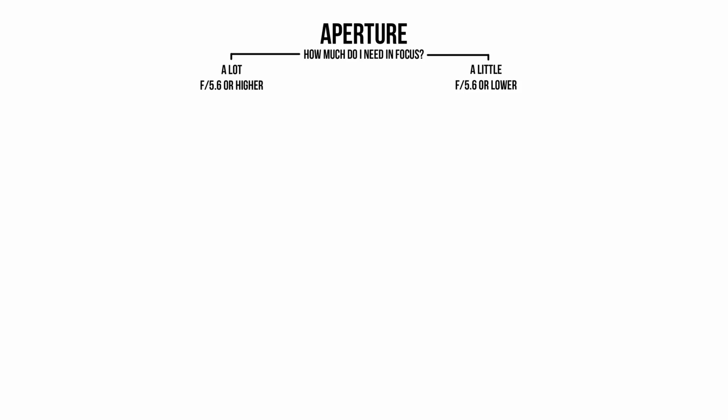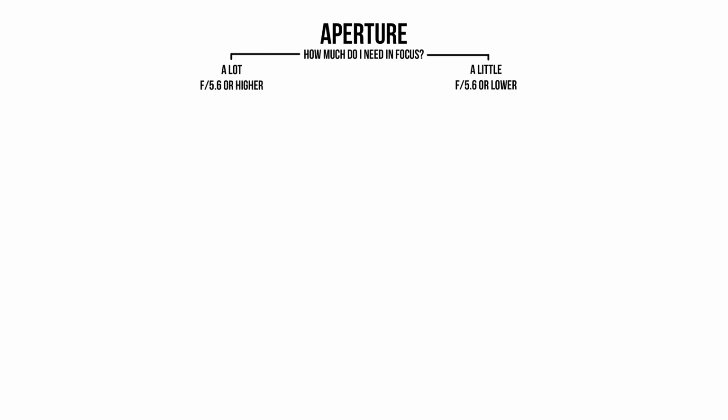I created a simple chart that breaks down my whole thought process when I'm setting up my camera to do a photo shoot. The very first thing I do on my camera is choose the aperture. I always ask myself, how much do I need in focus? Since aperture controls depth of field, the higher the aperture, then the more that will be in focus and the less blurry the background will be. The lower the aperture, the less you have in focus and the more blurry the background will be.